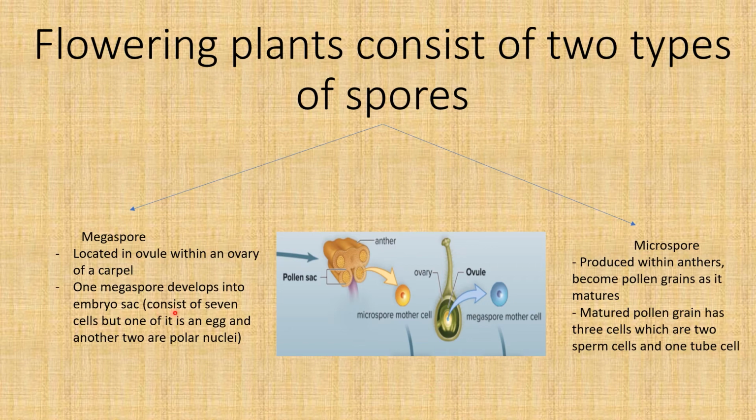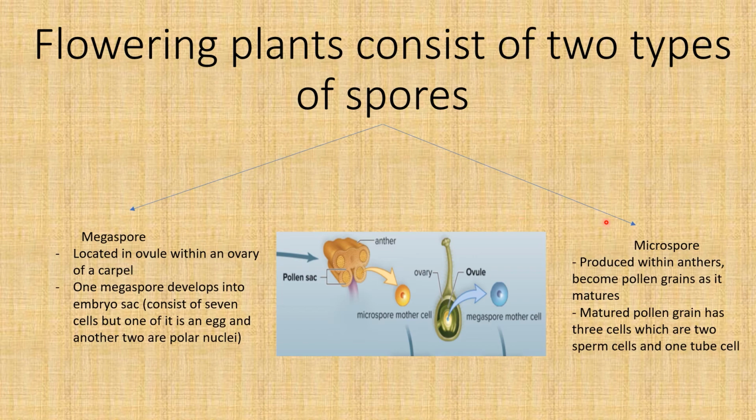One megaspore develops into an embryo sac, which consists of 7 cells. How can it become 7 cells? Later on we can watch the video for better understanding. But one of them is an egg and another two are polar nuclei.